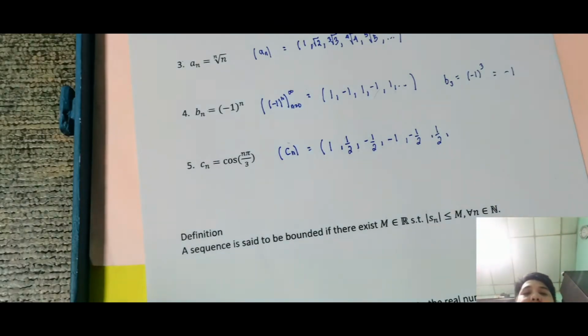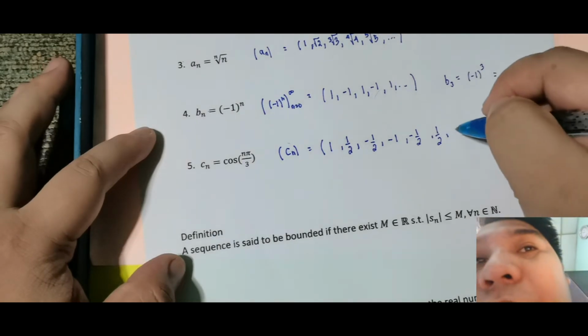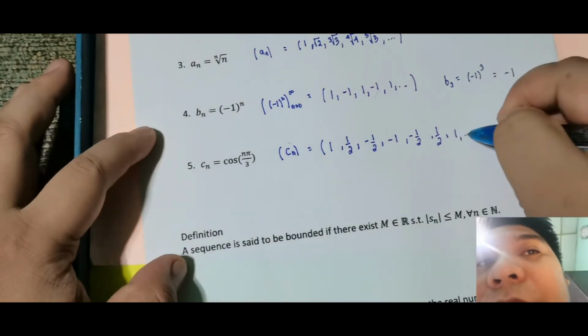So for n is equal to 6, that is 2 pi. So cosine 2 pi is similar to cosine 0 degrees. It is one revolution already. So meaning it goes back to 1. Okay, and so forth.